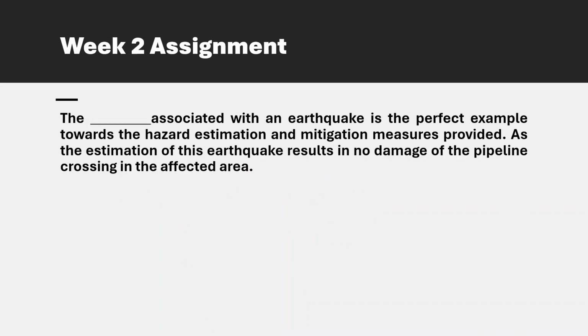So the next question is: the dash associated with an earthquake is the perfect example towards the hazard estimation and mitigation measures provided, as the estimation of this earthquake results in no damage of the pipeline crossing in the affected area. This is basically an example that was discussed in your week 2 lecture. So you have to give me the name of the fault in this particular case. That is what I'm asking you. I'm not giving the options because you've already done this assignment.